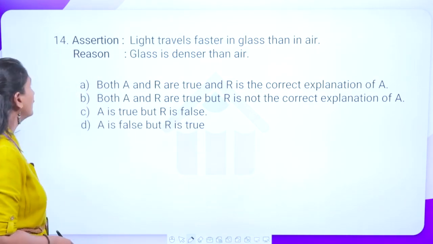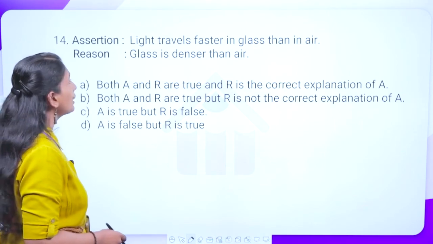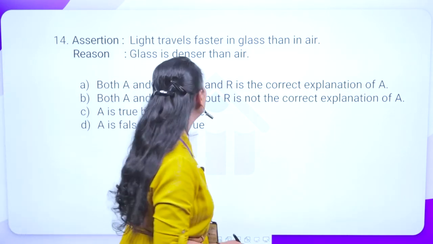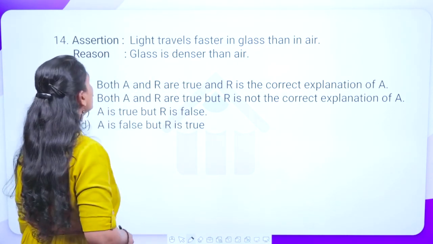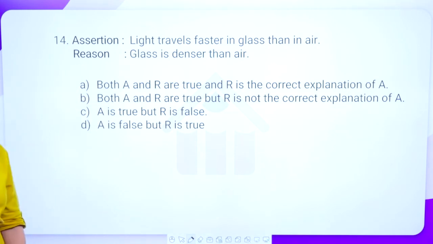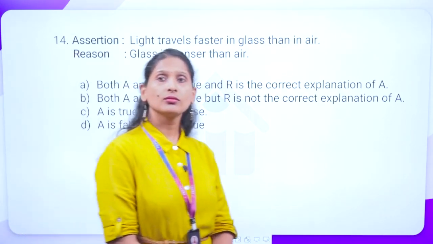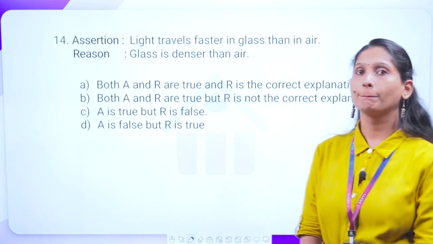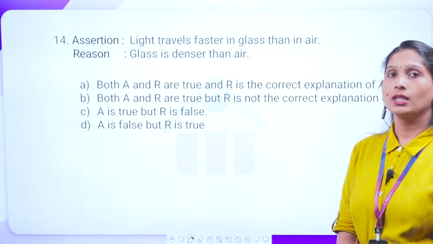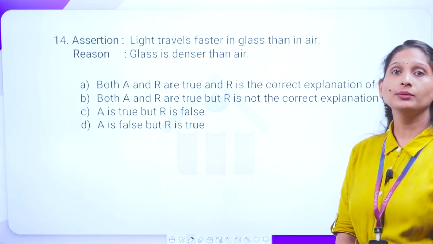Now you have the next question: light travels faster in glass than in air. The reason given is glass is denser than air. Now you have to tell me whether it is correct or not. You can start giving the answer. Okay, D.